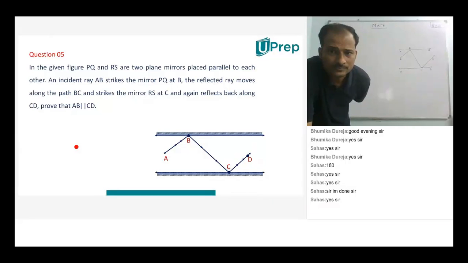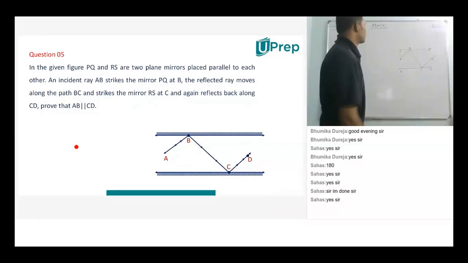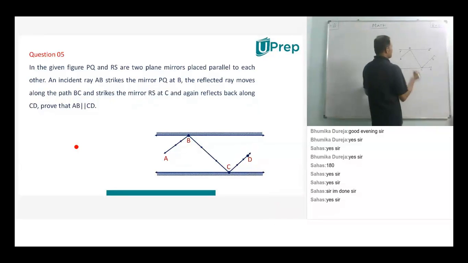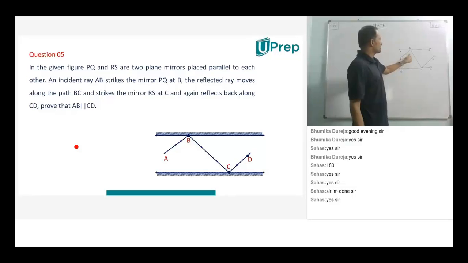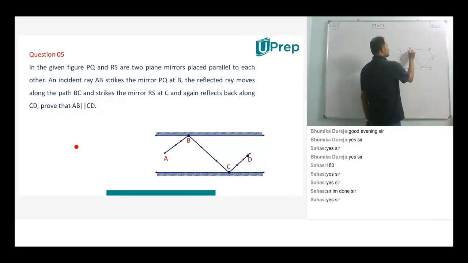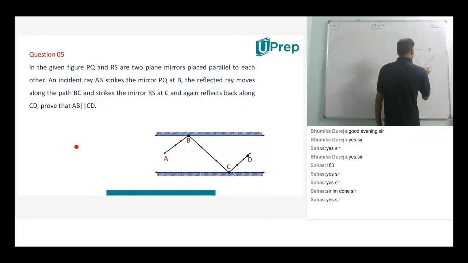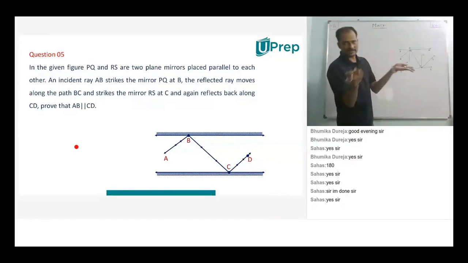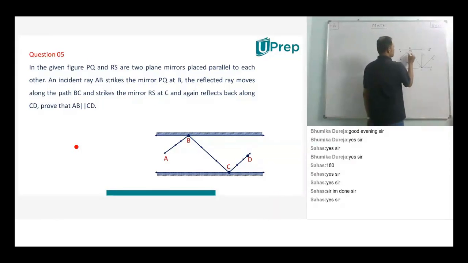Sir, the incident ray equals the reflected ray. Yeah, the angle of incidence is equal to the angle of reflection, that is correct. But directly you cannot write that this angle is equal to this angle. So basically we have to go for one construction: draw BM perpendicular to PQ and draw CN perpendicular to RS. Now here we will get 4 different angles.